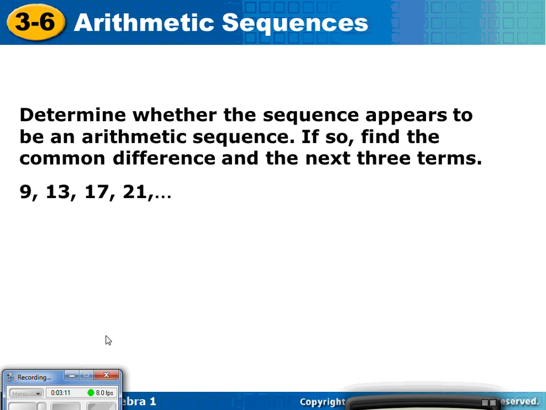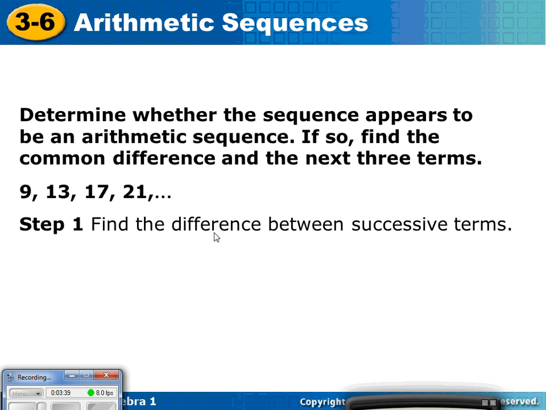So I have this sequence. We're going to determine whether the sequence is arithmetic or not. If it is arithmetic, we're going to find the next three terms. I have 9, 13, 17, 21. What is happening between each term? The first thing we have to do is find the difference between successive terms. So each one was plus 4.